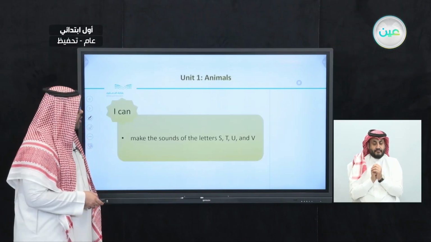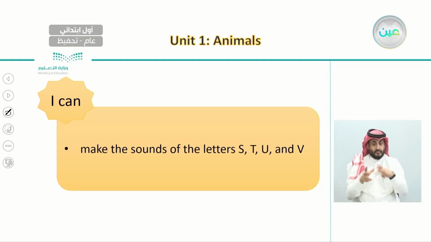So at the end of this lesson, it is important that you are able to make the sounds of the letters S, T, U, and V, and also to memorize words for these letters.